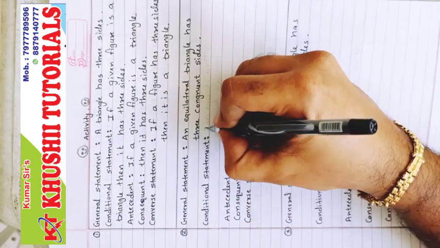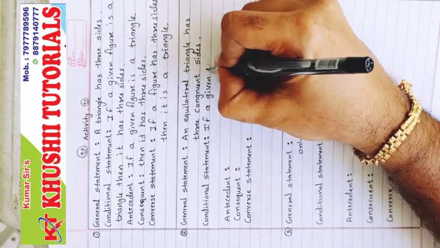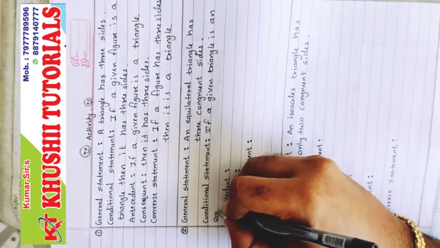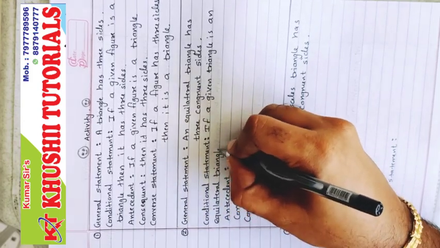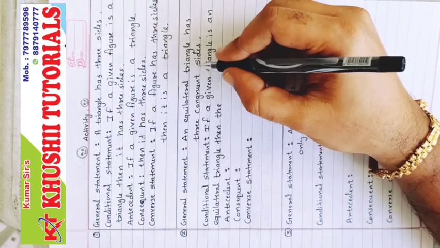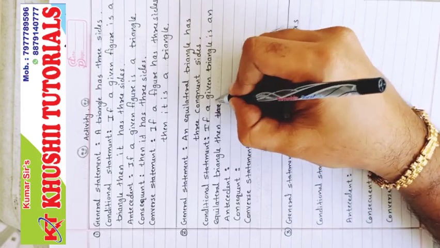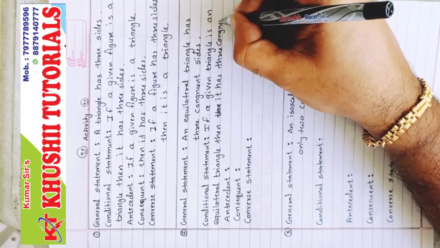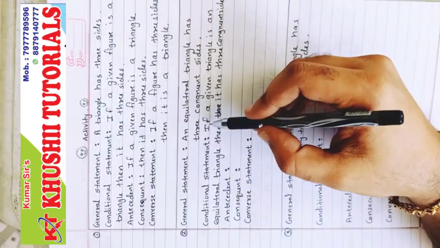So I will write, if a given triangle is an equilateral triangle, then it has three congruent sides. Now antecedent and consequent. What is antecedent? The statement coming after if.